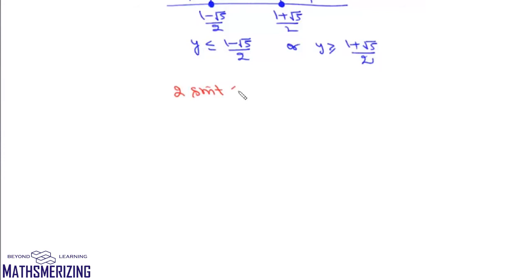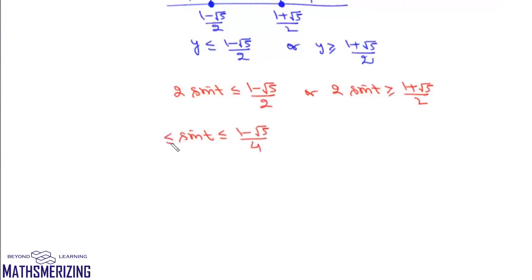2 sin t should be less than or equal to (1 minus root 5)/2, or 2 sin t should be greater than or equal to (1 plus root 5)/2. So from here we'll write the value of sin t should lie between (1 minus root 5)/4 and greater than minus 1, or sin t is greater than (1 plus root 5)/4, and it is less than 1.